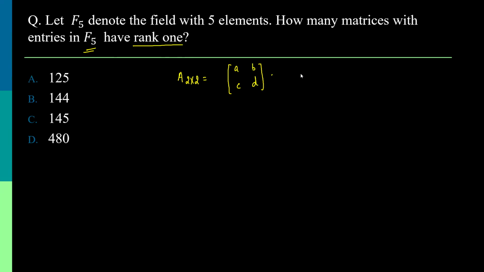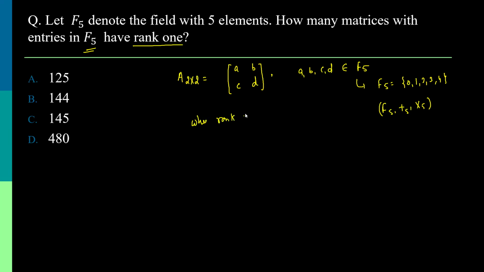Where these entries A, B, C, D come from F5. F5 is a field with the operations addition and multiplication modulo 5. So what will be the entries in F5? It will look like 0, 1, 2, 3, 4, and the operations in this field are these two. So this is the structure of A, and we are supposed to find how many matrices exist whose rank is 1.